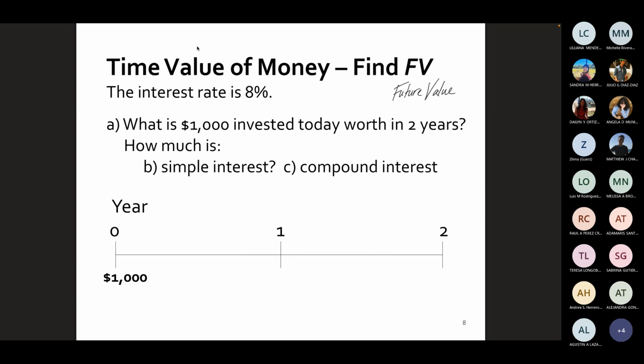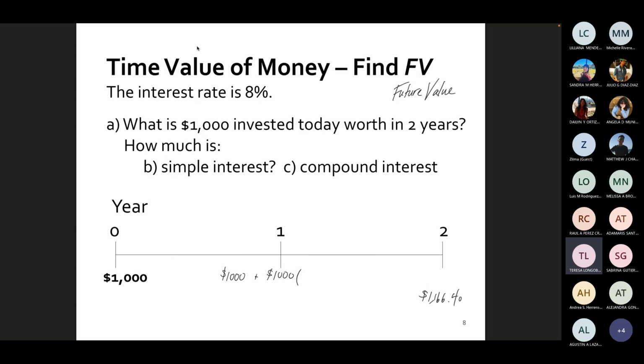Anyone? So how much would $1,000 invested today be worth in 2 years? 1,166. And how much cents? 40 cents. So that's correct. Okay, so how did he get that? First one is 8%, so it's 1,080, and then do it again 8%, and you'll get the last one.